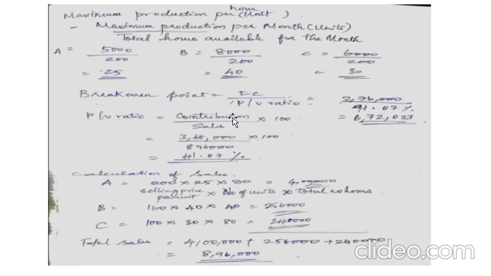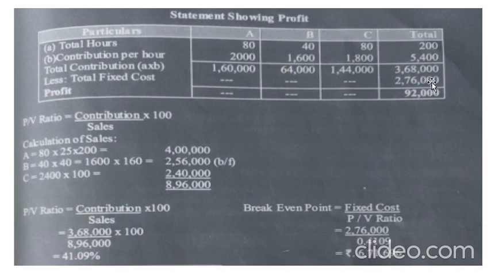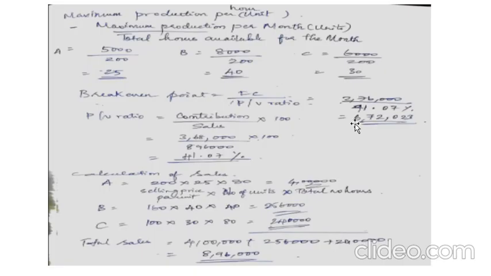So now as we have got the PV ratio, we can easily find out the break-even point, where the formula is fixed cost divided by PV ratio. Fixed cost as per the question is 2,76,000. So 2,76,000 divided by 41.07% PV ratio, where you would be getting 6,72,023 only. So this is your break-even point. So let us discuss the next question.